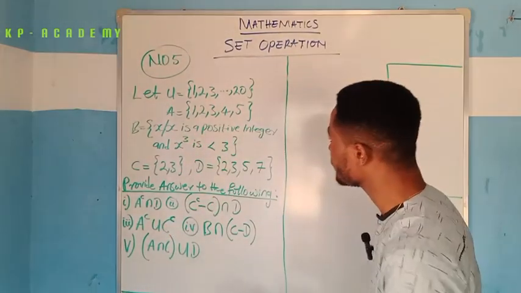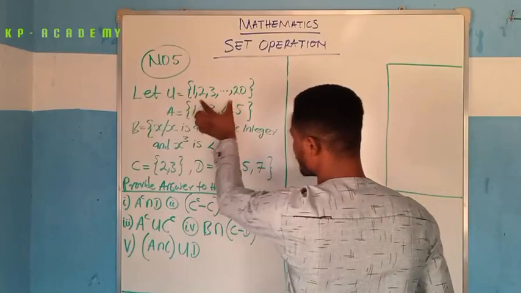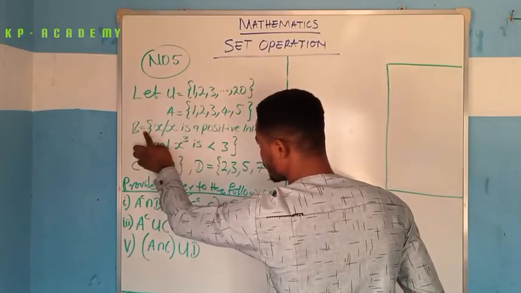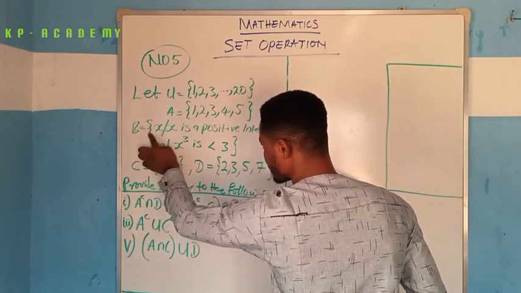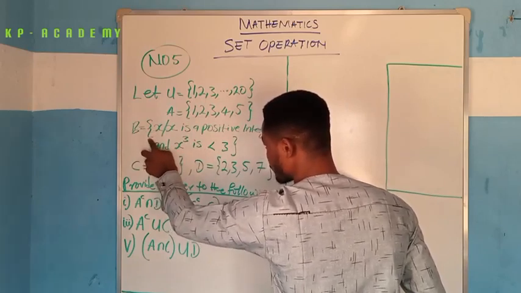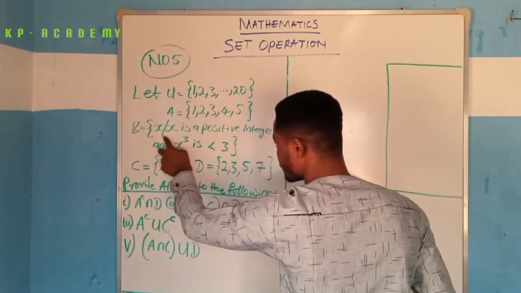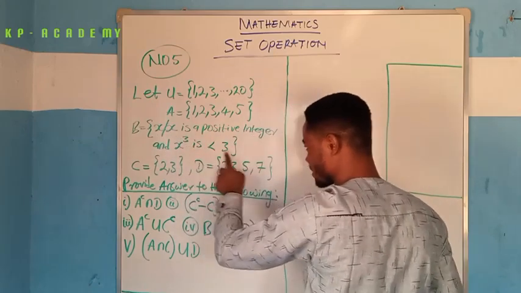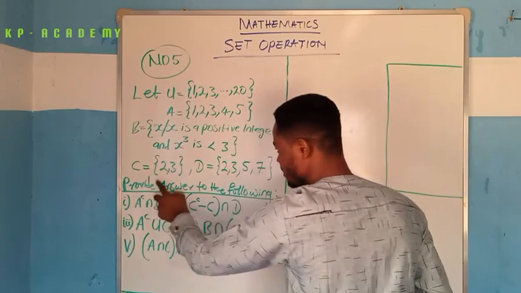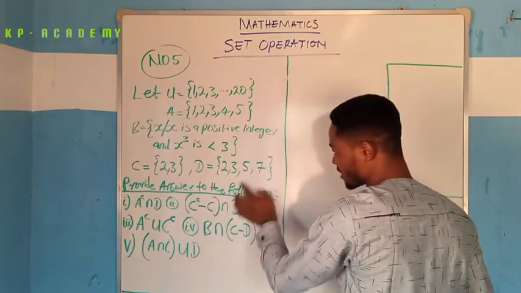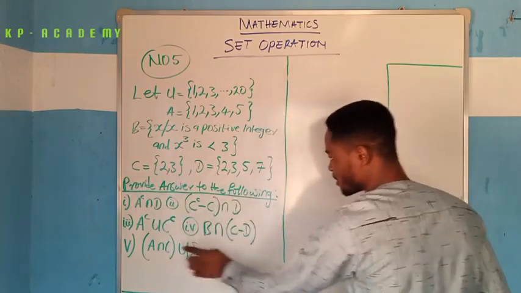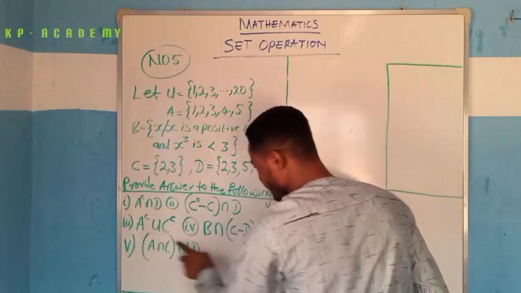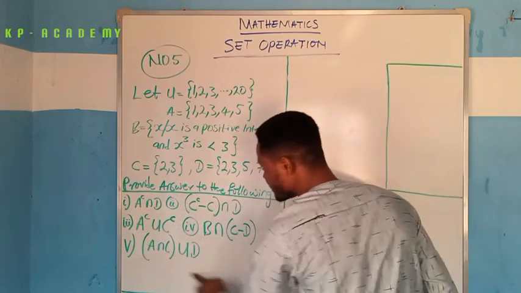So let me read very quickly. The question says, let U be this, A equal to this, then B, let B be set of S. This curly bracket means set of. So set of S such that S is a positive integer and S cube is less than 3. Then set C is this, set D is this. And now we're asked to find the whole of this. That is find I, find II, find III, find IV, which is this, then find V.